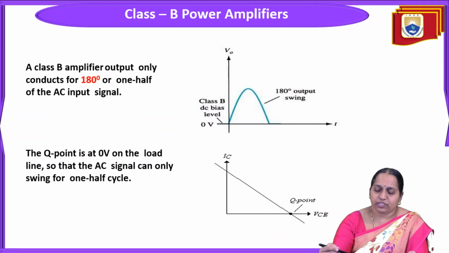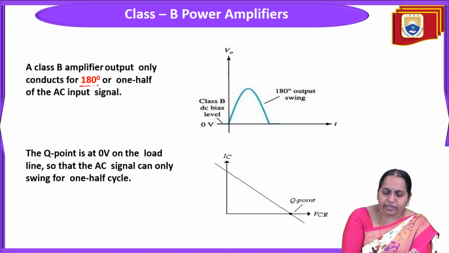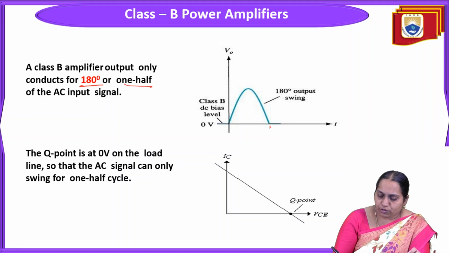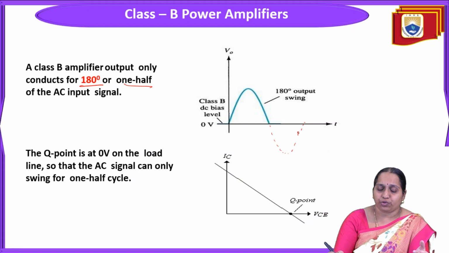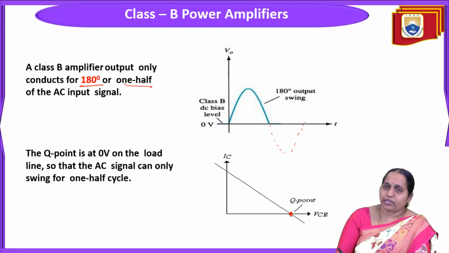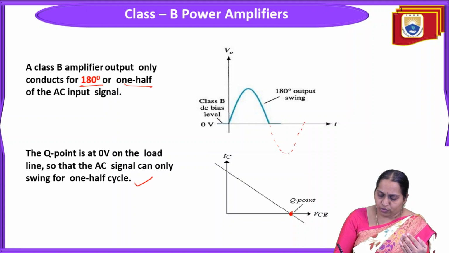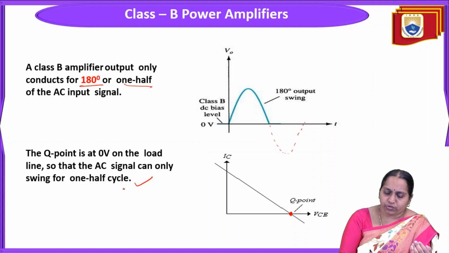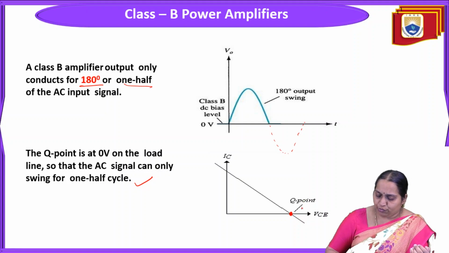Class B, as I told, conducts only for 180 degrees or 1/2 of the AC input signal. If you assume this is a complete AC input signal, then this blue line indicates that for 1/2 cycle it is going to conduct, and for the remaining half it is not going to conduct. The Q point is located at the cutoff. This x-axis represents the cutoff point. The Q point is at 0 volts on the load line, so that the AC signal can only swing for 1/2 cycle.